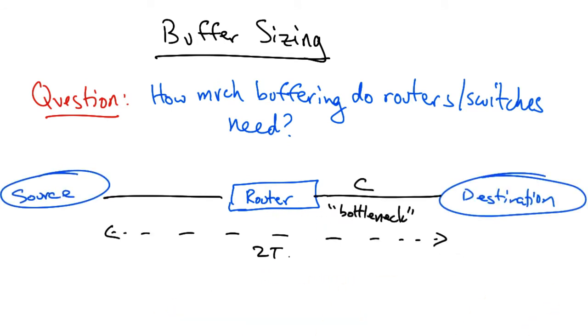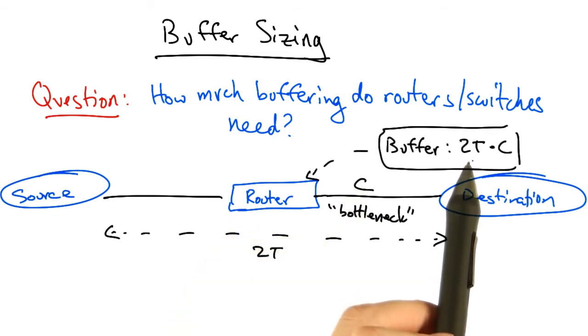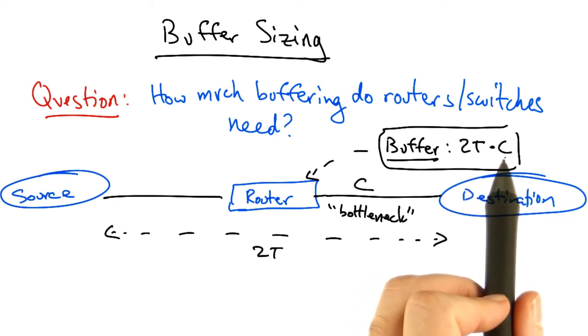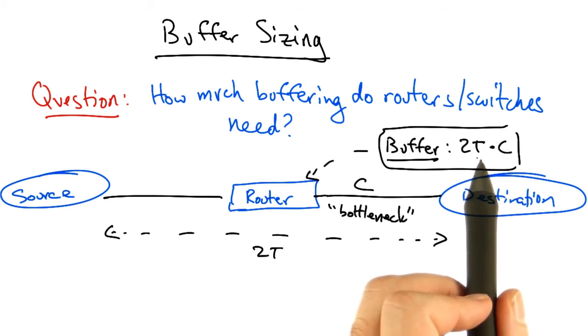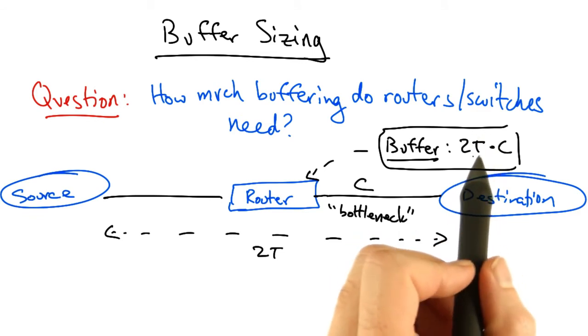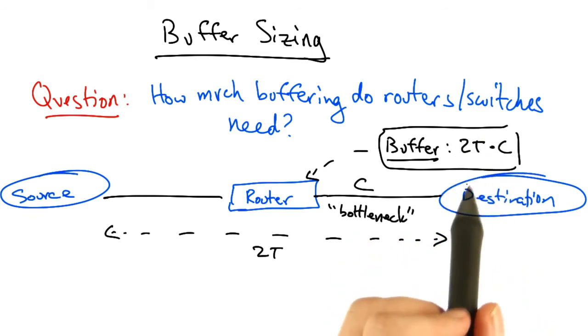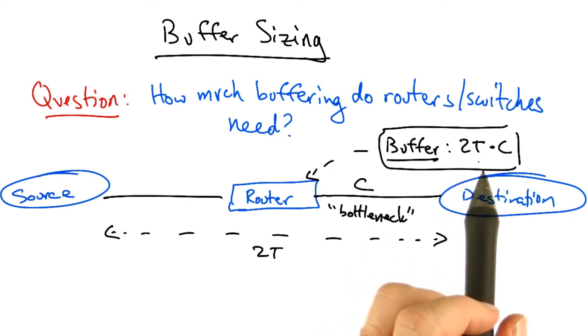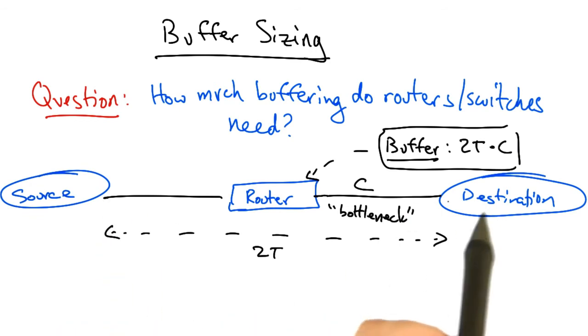So let's suppose that we have a path between a source and a destination, and the round-trip propagation delay is 2t, and the capacity of the bottleneck link is c. Now, the commonly held view is that this router needs a buffer of 2t times c. It should be clear why this rule of thumb exists. C is the capacity of the bottleneck link in, say, bits per second, and t is a time of units second. So this works out to bits, and the meaning of this quantity is simply the number of bits that could be outstanding along this path at any given time.